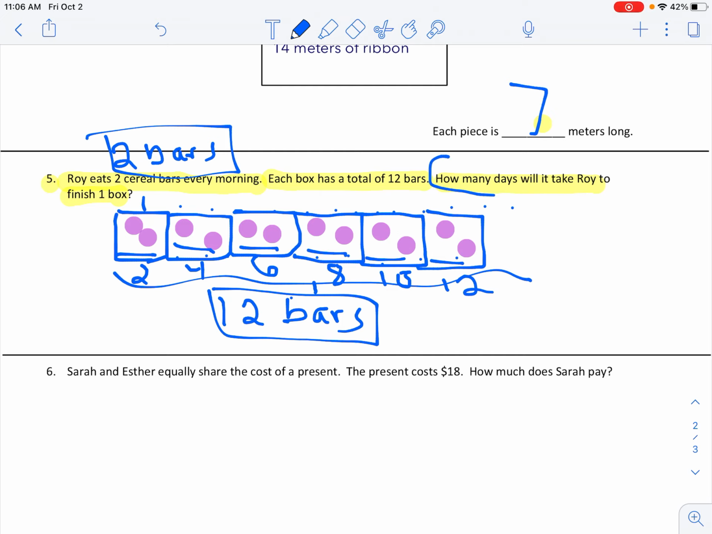I'm going to write this because my question says how many days will it take. I'm going to make sure I put my answer over to the side so someone can find it. It's going to take him 6 days to eat that 1 box of cereal bars.